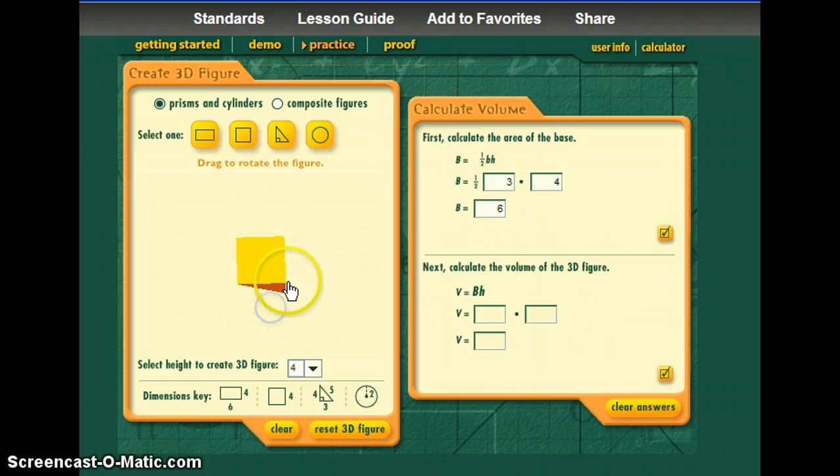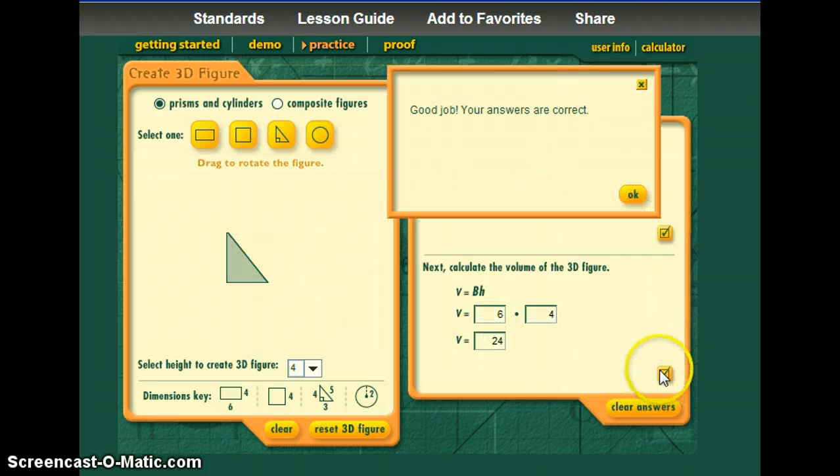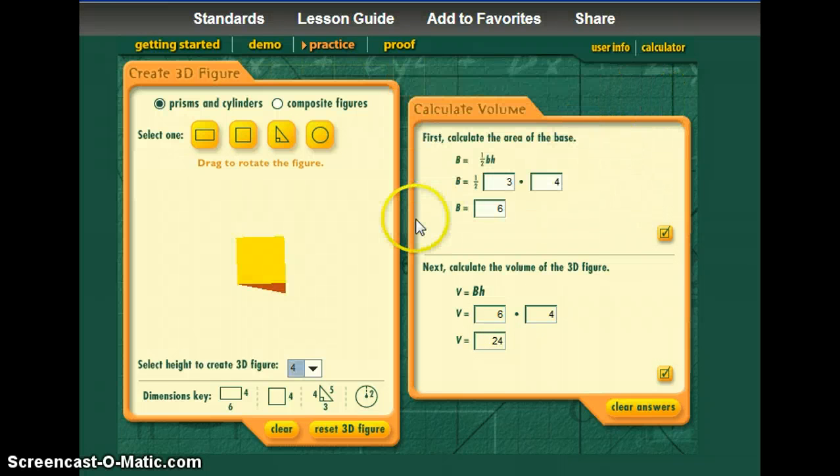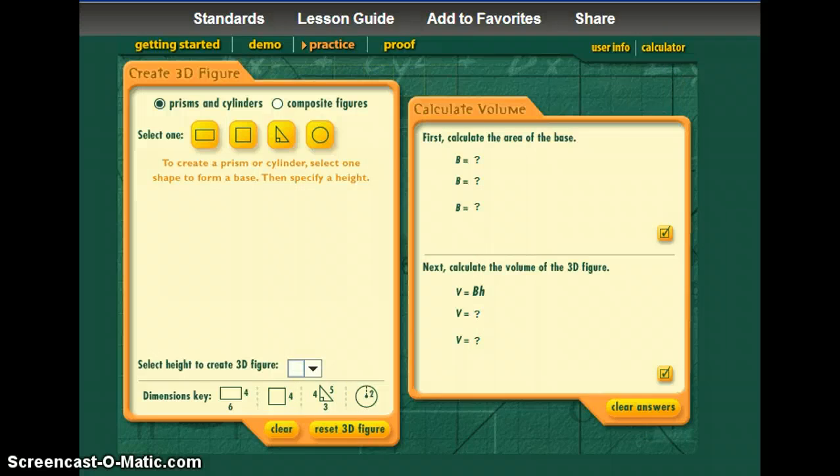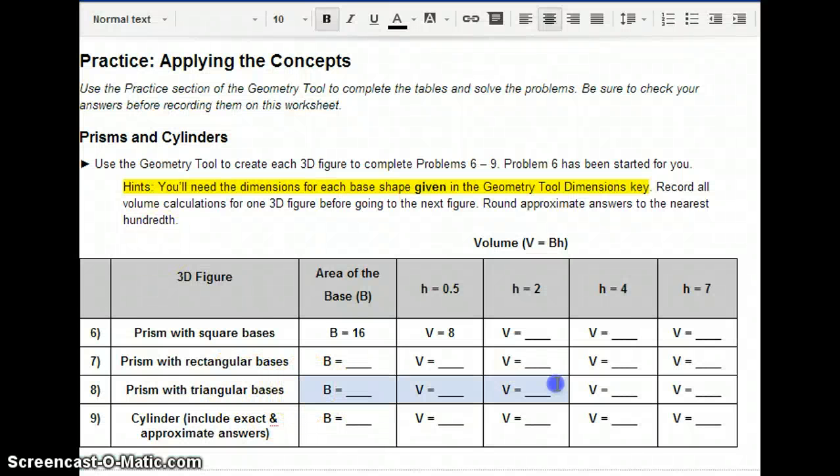So now I've got to multiply by the height. And the height, according to what I chose, was 4. So I said the area of the base is 6, height is 4. So we have a 24 as our volume. And lastly, again, you'd have to fill out the rest of those with different heights, and then the cylinder.